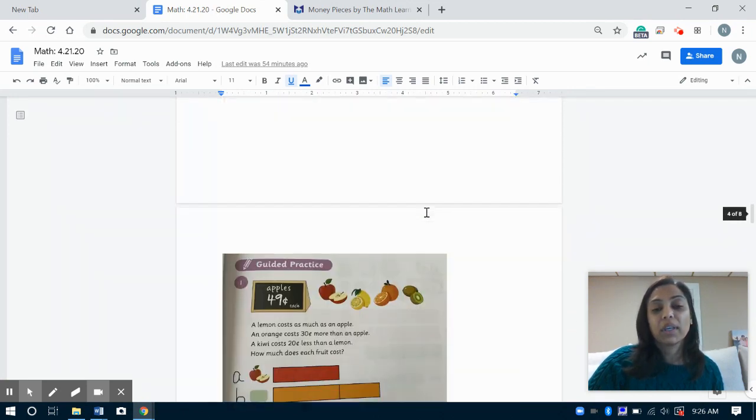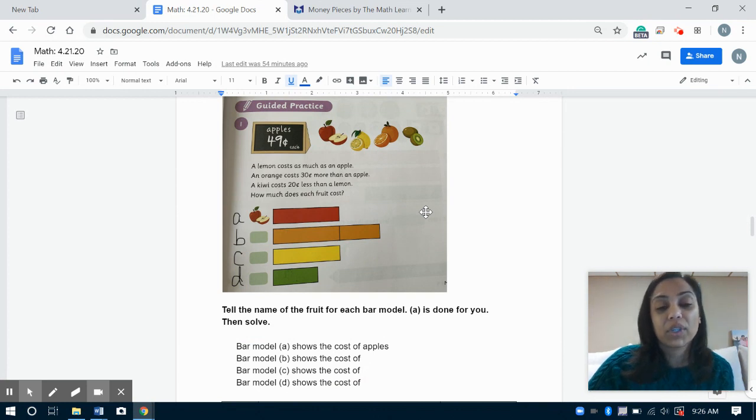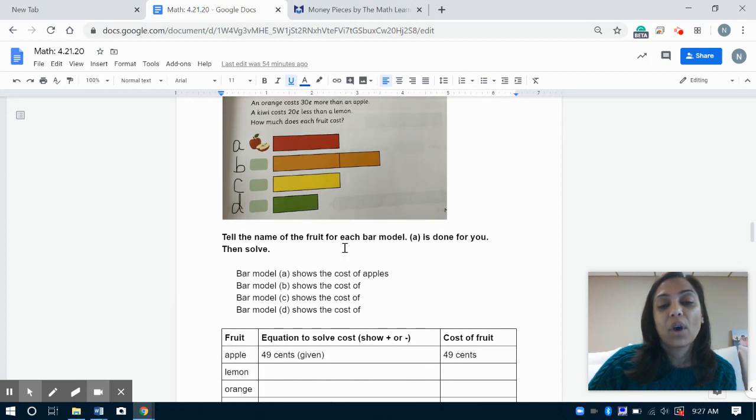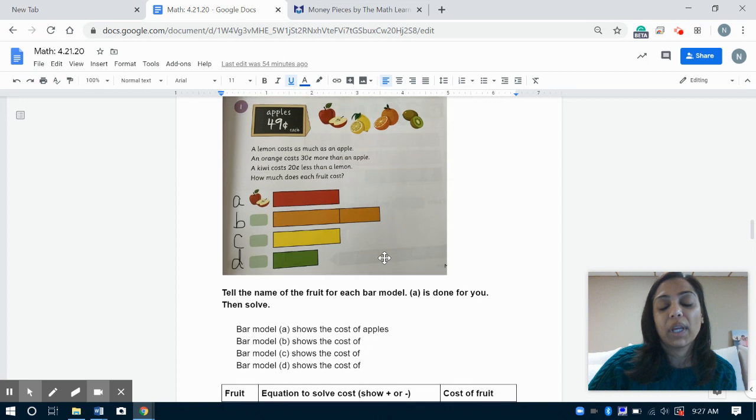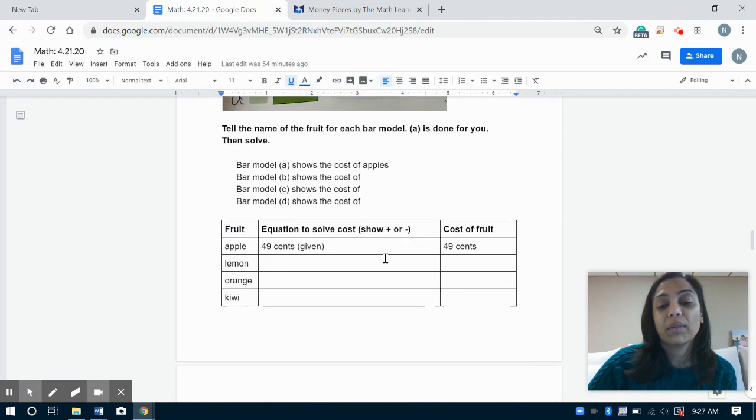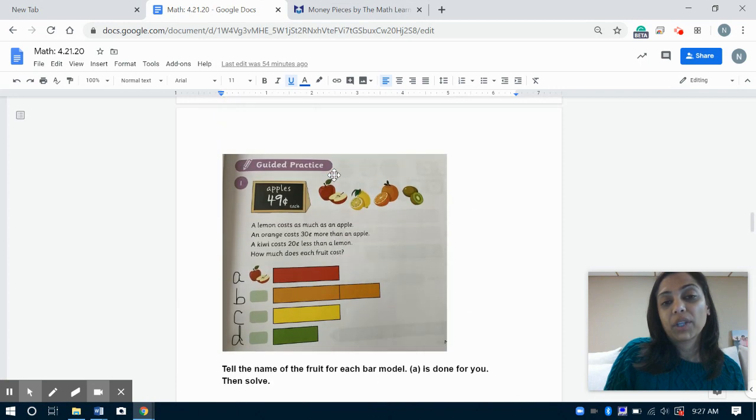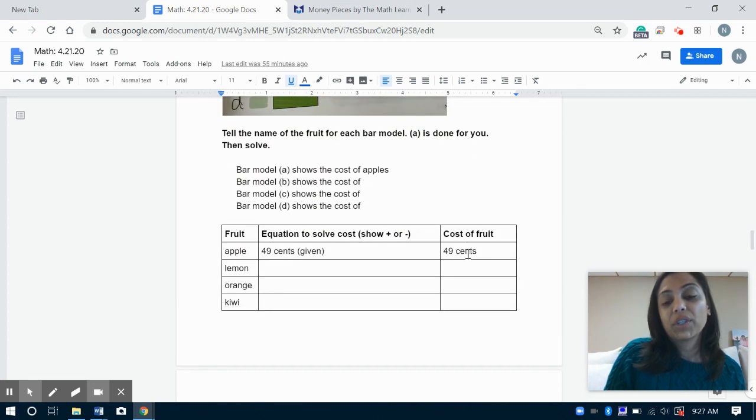So if you scroll down over here on your document, you will see some questions that you will need to answer. This is just simply showing you some bar models. And what I've done is just written some letters next to it, because down over here, you're going to need to tell us what each bar model represents, which fruit in this case, okay? And this is really important. So just want to pause here for a moment. It tells you here that they're the names of the fruits, right? That's showing in the picture. And we want to figure out how much each fruit cost. Here, we have this word, equation to solve costs. Here is where you will need to show us how you calculated the cost of the fruit.